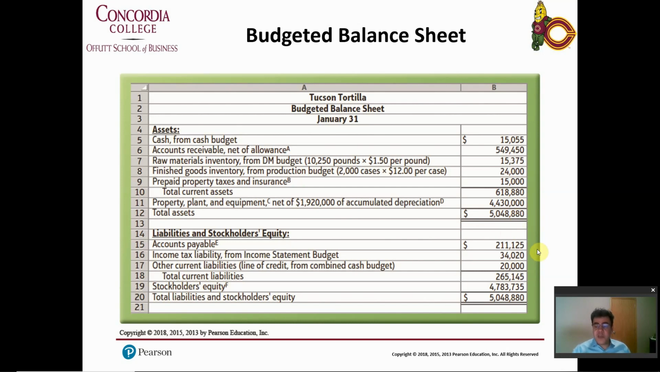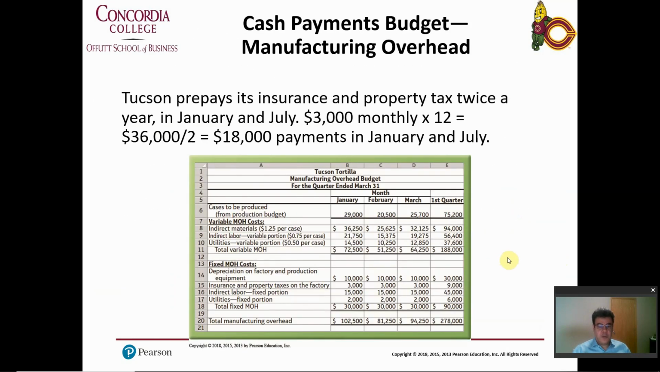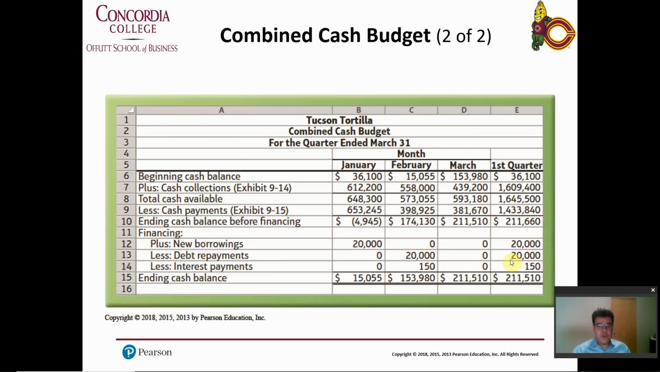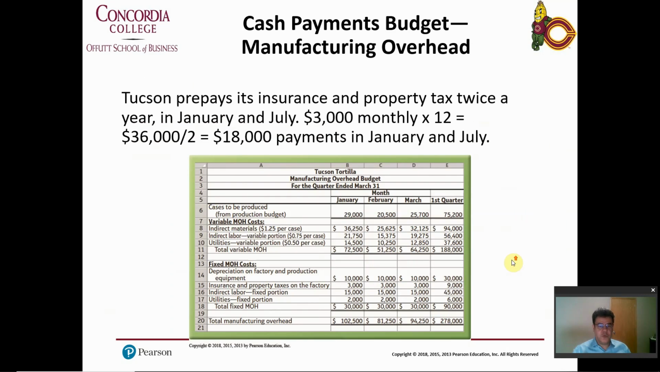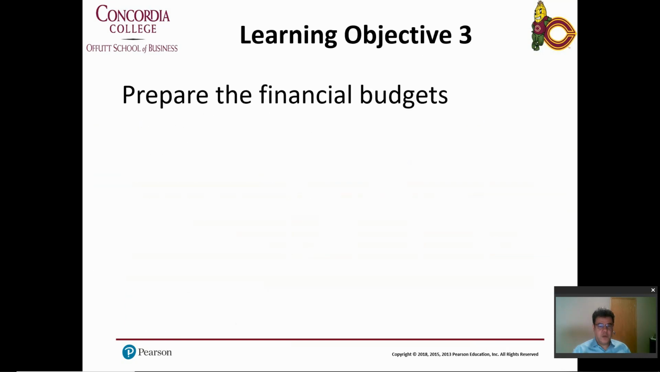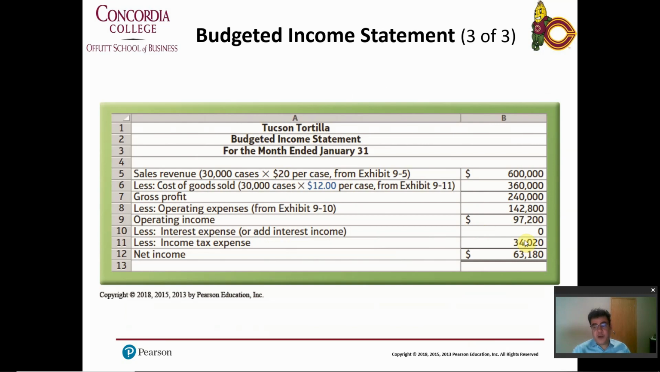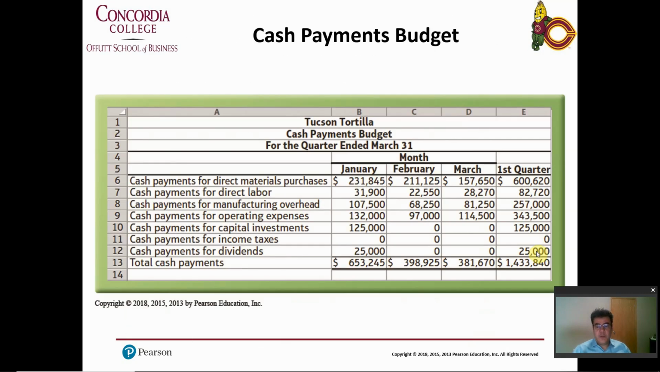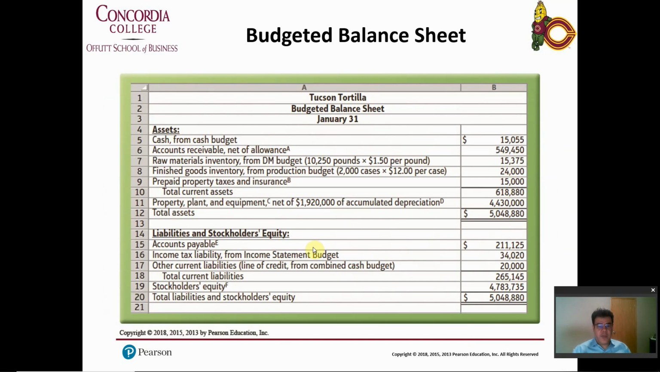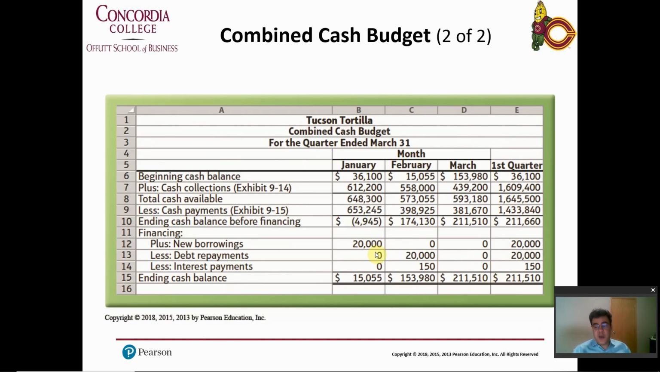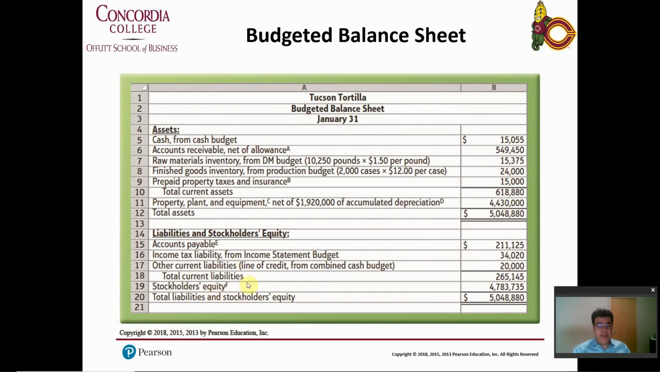Accounts payable, it is the direct materials that we will be paying only the next month. And then income tax, that is our income tax that we have. Income tax 34. We will pay it only in February. And then other current liability 20,000. That is this 20,000 here, our notes payable. And then stockholders' equity, that is investment plus retained earnings. And then we have our balance sheet done.